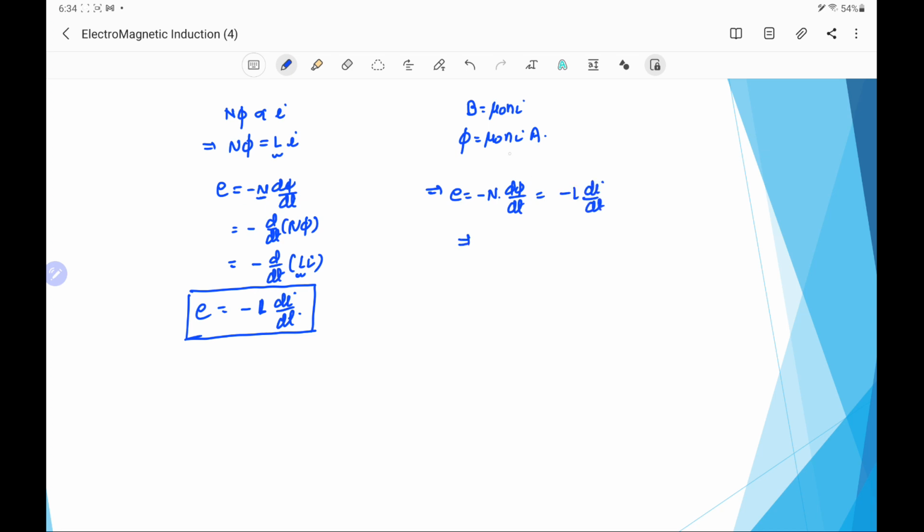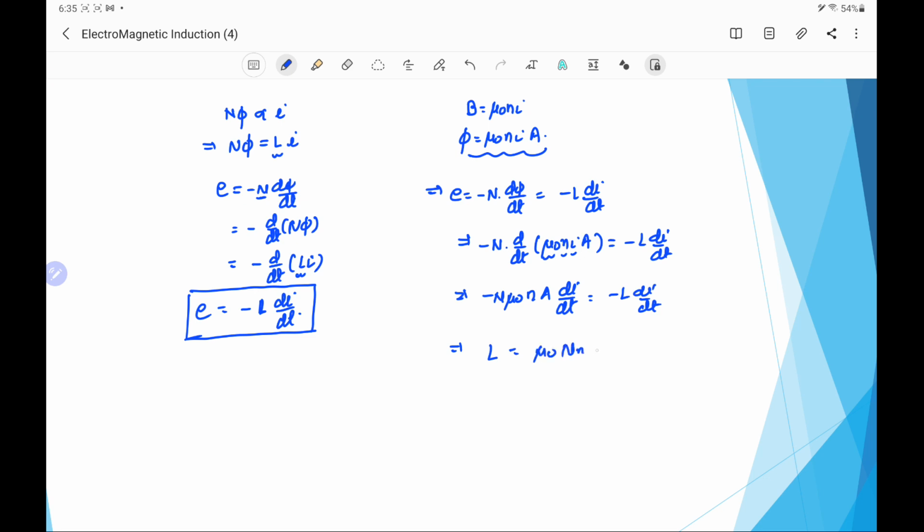Replacing the phi here for the solenoid, we write minus N d by dt of mu naught n i A, and it is equal to minus L di by dt. Taking the constant terms out of the differential, here this i is the variable, all other terms are constant for the solenoid, so it is minus N mu naught small n A di by dt equal to minus L di by dt. Therefore, comparing, we will get L equal to mu naught N into small n into A.